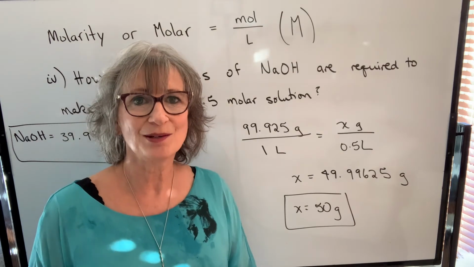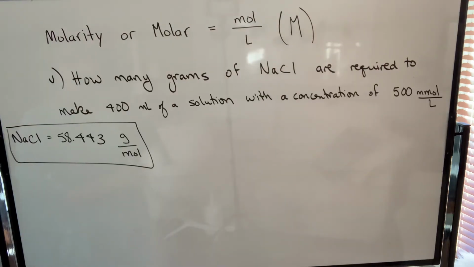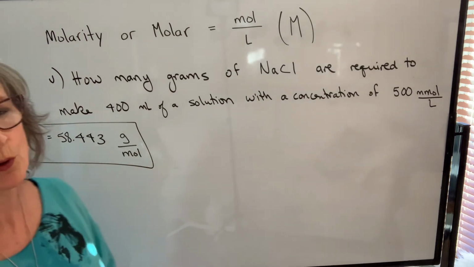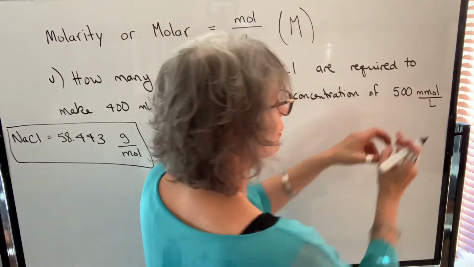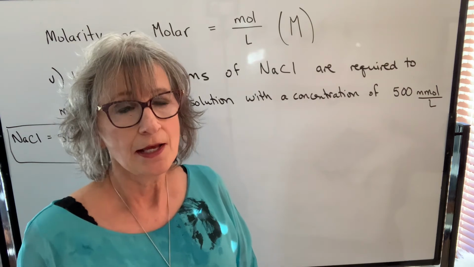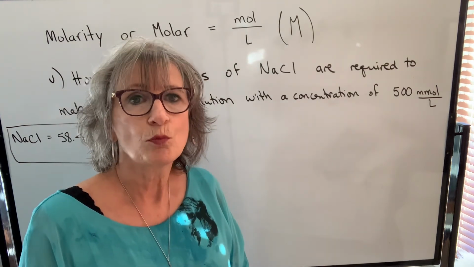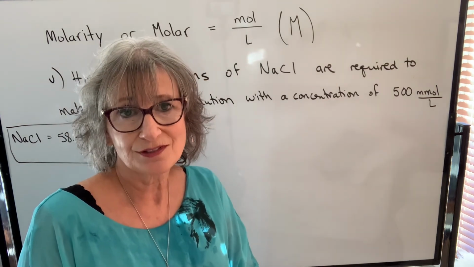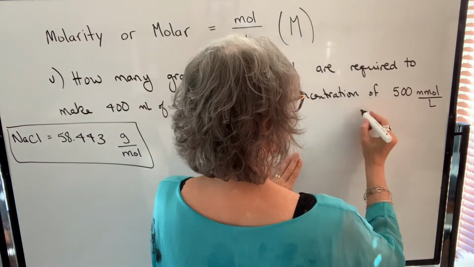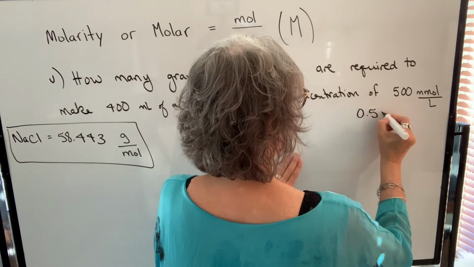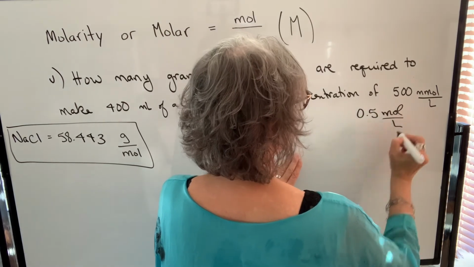Let's do one last example. This question says, how many grams of sodium chloride are needed to make 400 milliliters of a solution with a concentration of 500 millimoles per liter? So first step, I'm going to deal with millimoles and change that to moles per liter. There are 1,000 millimoles in 1 mole, just like there are 1,000 milli whatever in whatever. So I'm just going to divide this by 1,000, and that's going to be 0.5 moles per liter.